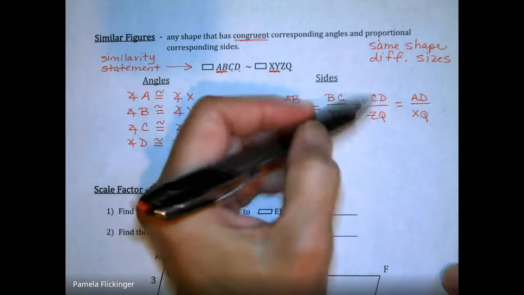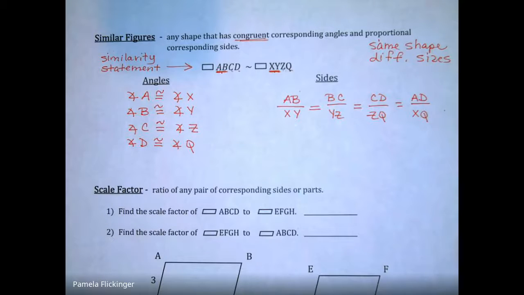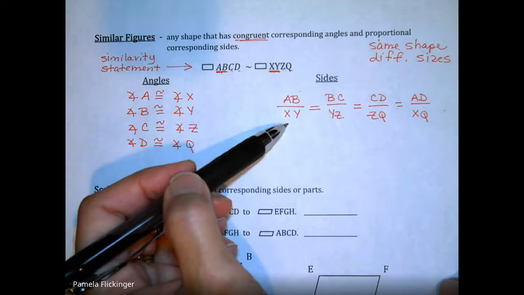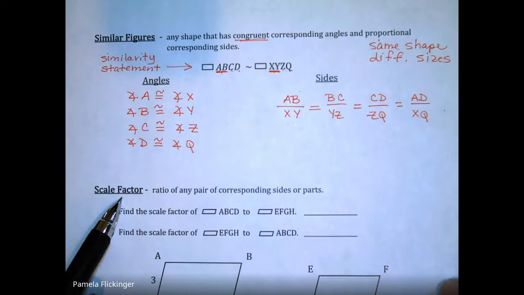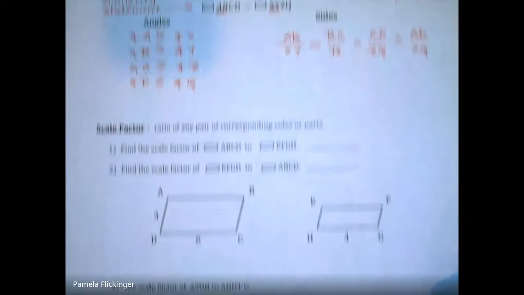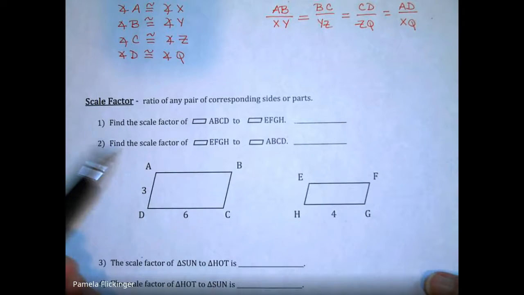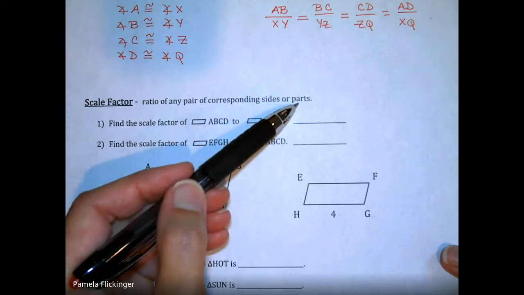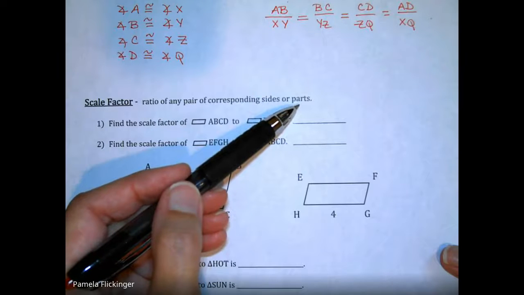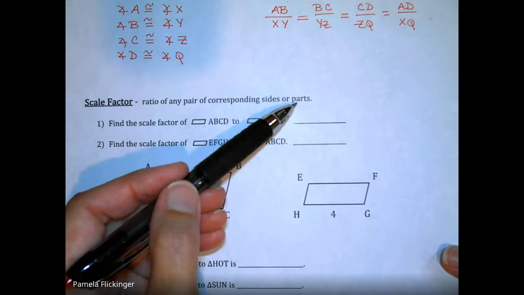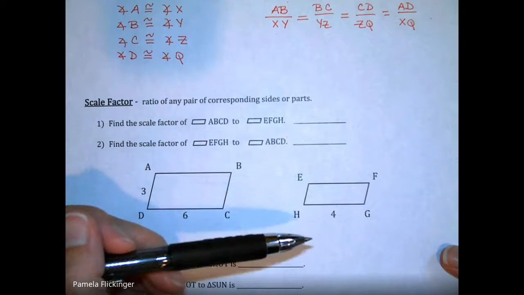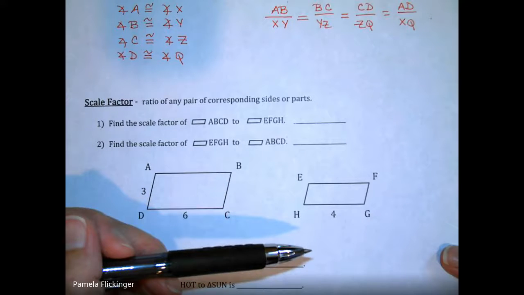All of these ratios for all four sides, or however many sides our figure has, must all be the same. If three are the same and one is different, then these would not be similar to each other. This ratio that is made is our scale factor. So the ratio of any pair of corresponding sides or parts, because you might have an altitude drawn into a figure, or a median, or a mid-segment, anything. Any of those parts are going to share the same ratio as the sides if your figures are similar.